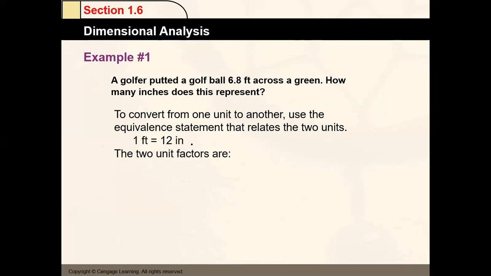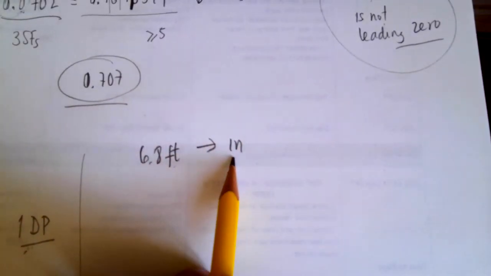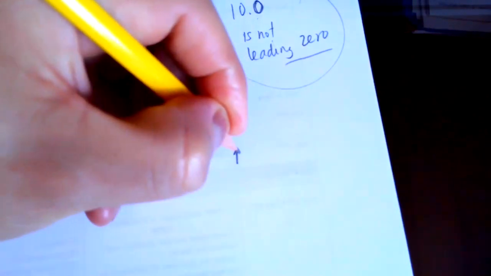So in this case, it says that a golfer putts a golf ball, right, 6.8 feet across a green. How many inches does that represent? Okay, so let's do that. It's better to do it by hand. According to this problem, it says 6.8 feet, right? So into inches. We have that the conversion factor is 1 foot is equal to 12 inches.